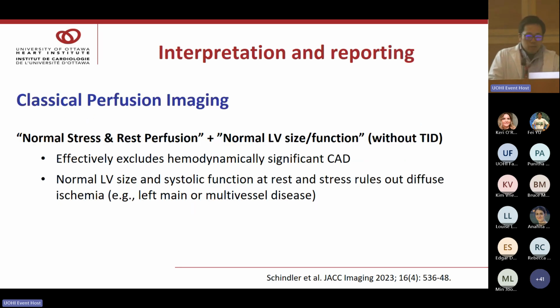So, okay, let's talk about interpretation and reporting. When we interpret classical myocardial perfusion images, normal perfusion findings in the setting of normal LV size and normal LV function generally exclude significant epicardial stenosis or high-risk coronary artery disease. So this is the general rule.